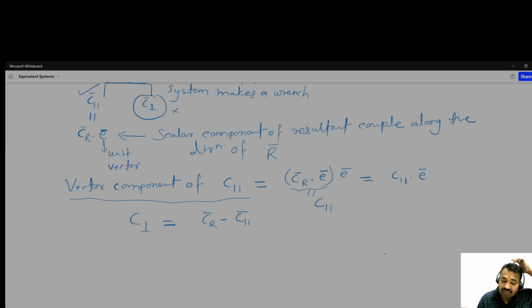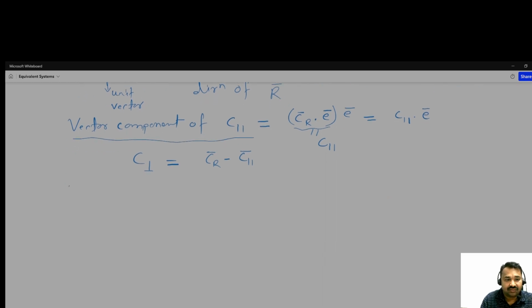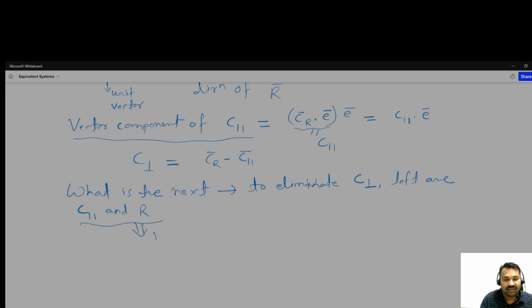Now what is the next? The next is to eliminate C perpendicular. Then what are the things left? The things left are C parallel and the resultant, which makes a wrench.